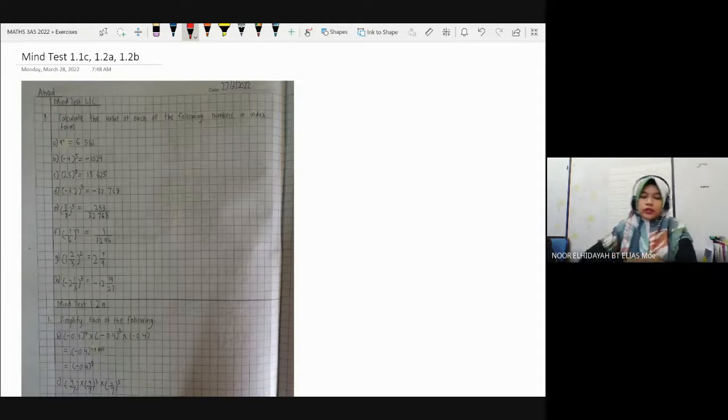Sebelum kita masuk the next learning standard, the another types of law of indices, kita akan discuss dulu untuk the previous exercise that you have done. Cikgu nak setiap orang ada pen merah. Kalau tak ada pen merah tak apa, just tick sahaja guna pensel. Yang mana kita dah discuss, make sure you tick with your pen or your pencil.